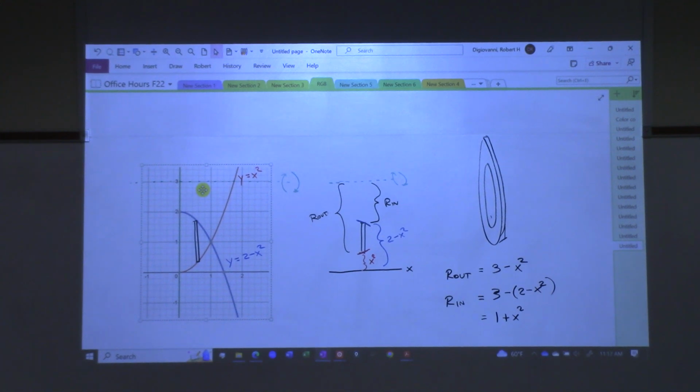Yeah, the 3 is big, right? Because that changes where you're rotating. If you don't have the 3 incorporated in there, you're rotating around the x-axis. That's what you're doing, which is a totally different volume.